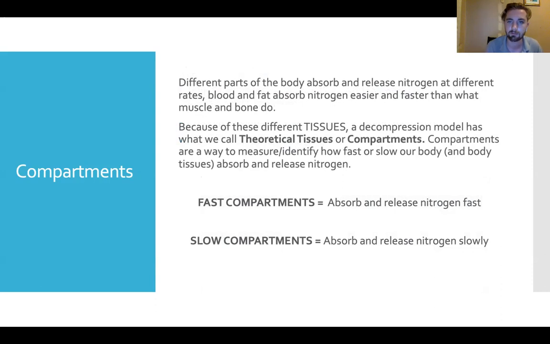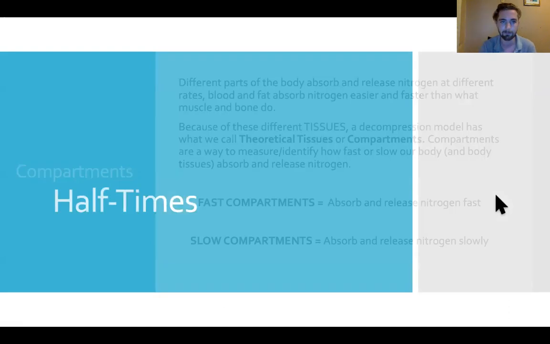And the basic idea with compartments is that different pieces of our body absorb and release nitrogen at different speeds. Things like blood and fat are going to absorb nitrogen easier and faster than things like muscle and bone do. And because of these different tissues, our decompression model has what we call theoretical tissues or compartments. And those are ways to measure how fast or slow our body is absorbing and releasing nitrogen. So a fast compartment is just anything that absorbs and releases nitrogen quickly, and a slow compartment would obviously be the opposite of that.